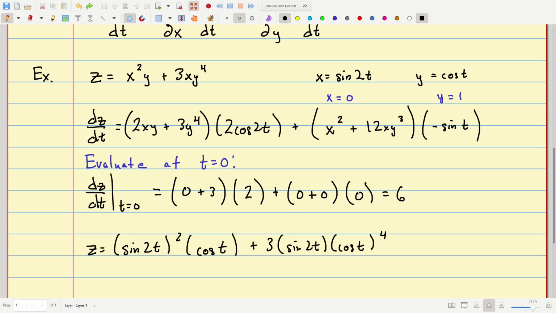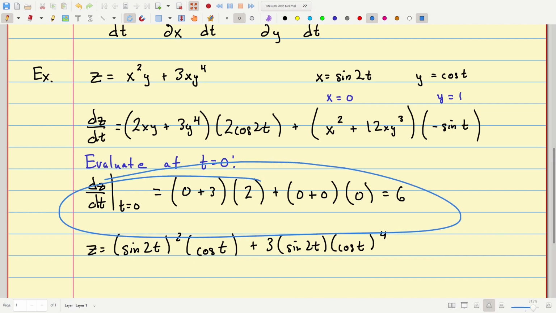Okay, so if you want to make a small test of your differentiation skills, perhaps take the derivative of this, plug in t equals 0, and see if you get 6. You should. Okay.